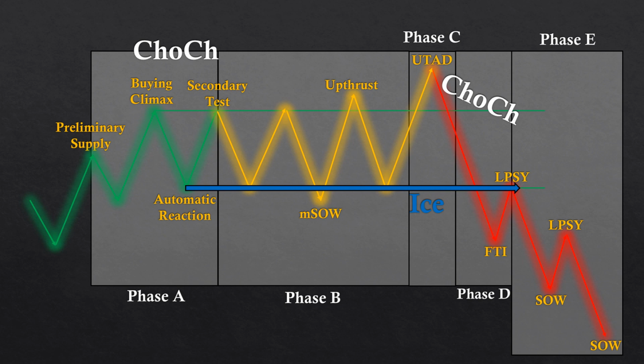In the case of a distribution, phase C will begin with the upthrust after distribution. This is the false bullish breakout or bull trap that violates the highs produced in phase A and B.